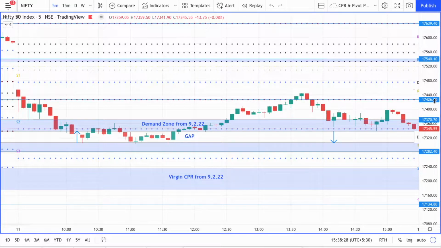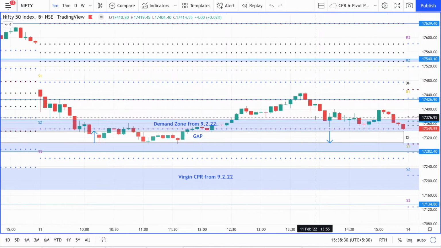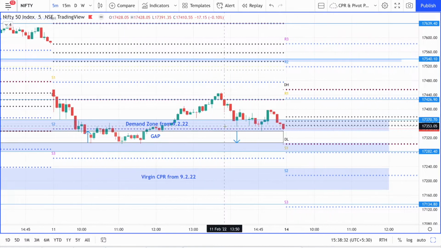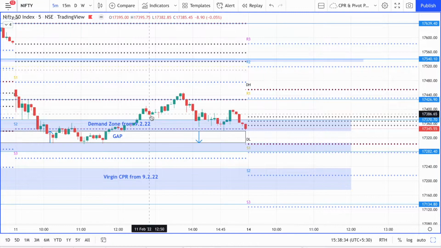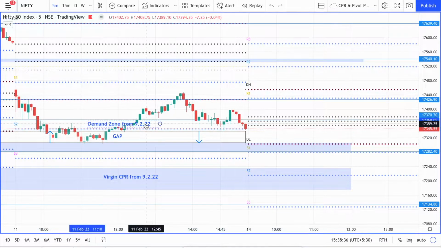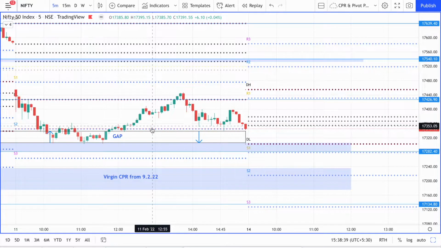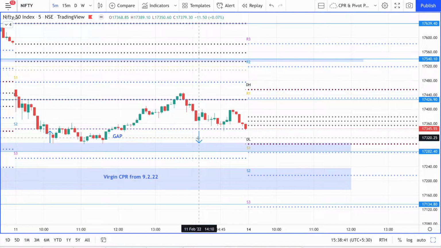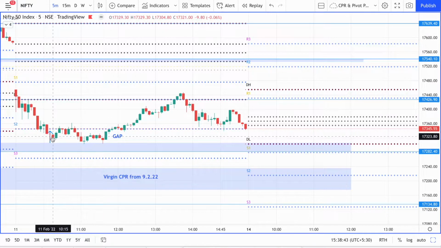So now based on today's price action, what do we see here in Nifty? Let's go ahead and check this. We don't need these levels anymore. Let's delete the demand zone. Let's delete all these levels. Let's delete the gaps also. You can delete these arrows here, delete the gap.